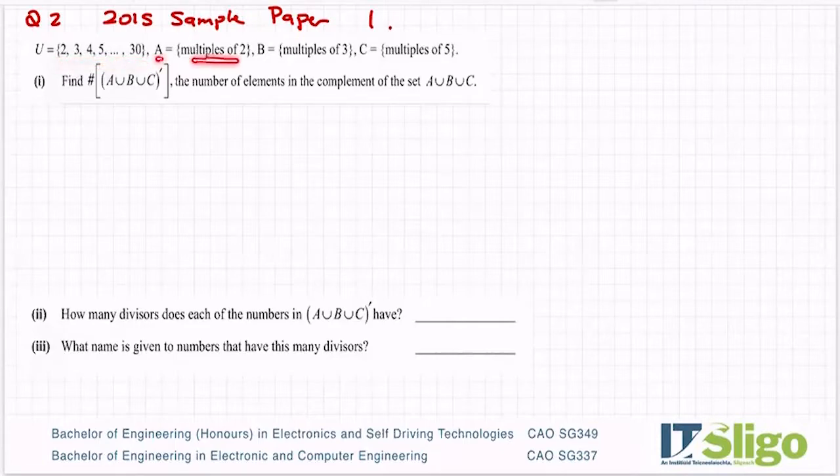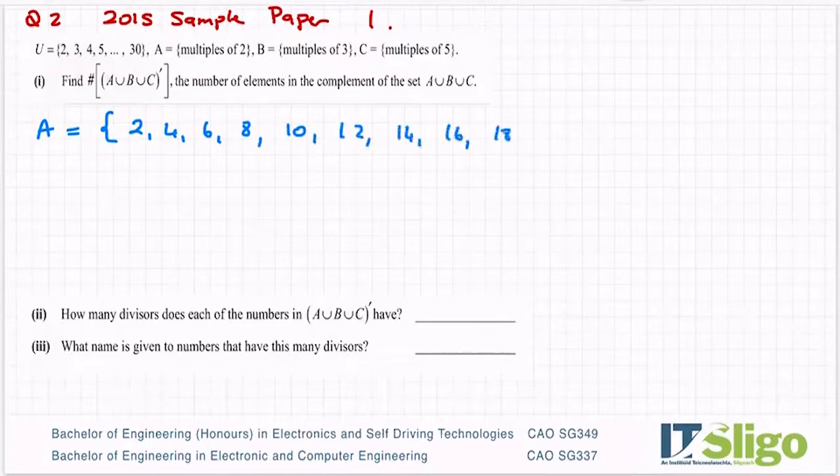A is the set of multiples of 2. B is the set of multiples of 3. C is the set of multiples of 5. Okay. So actually, I'm going to write out what A, B, and C are. I think it might be easier to see. So let's write out what A is. It's multiples of 2, okay? So they start at 2, end at 30. So 2, 4, 6, 8, 10, 12, 14, 16, 18, 20, 22, 24, 26, 28, 30.